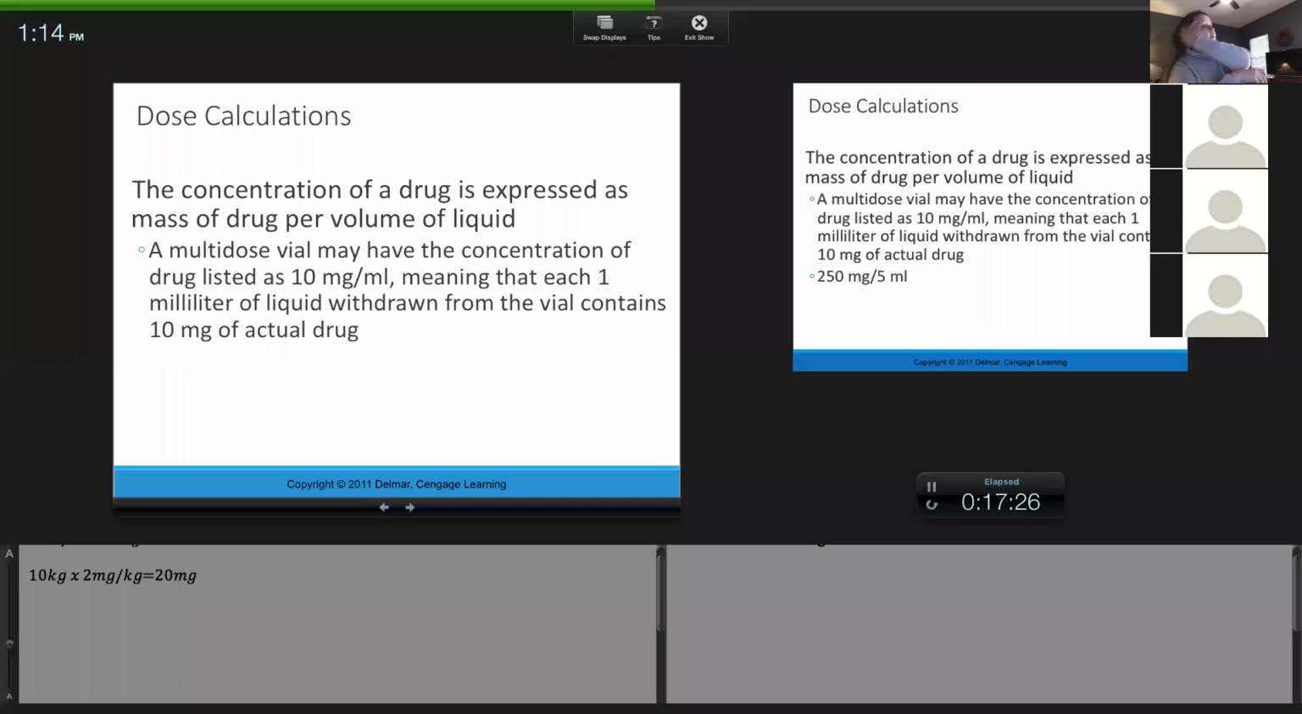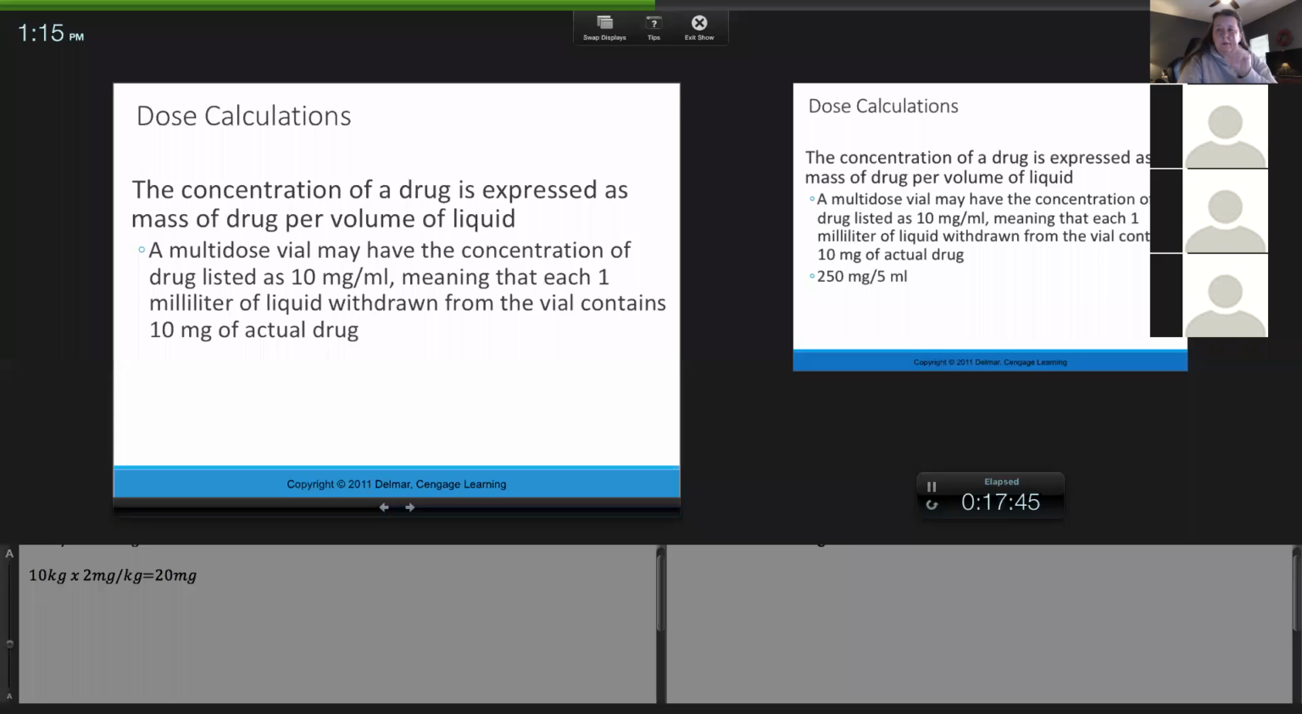Anybody want to throw it out there? I have 10 milligrams of drug and I have 10 mils in a bottle. 100. Yep. There is 100 milligrams of drug in that bottle, total volume, total.